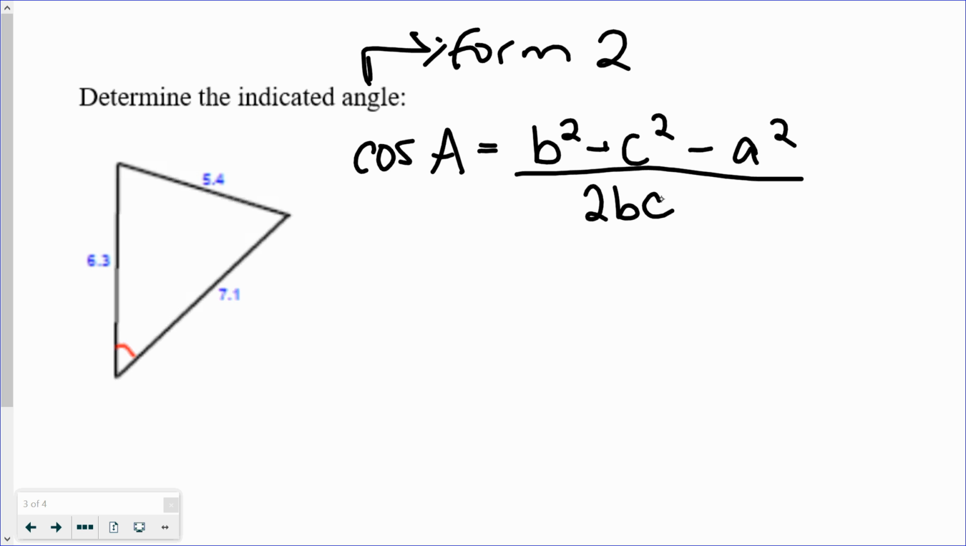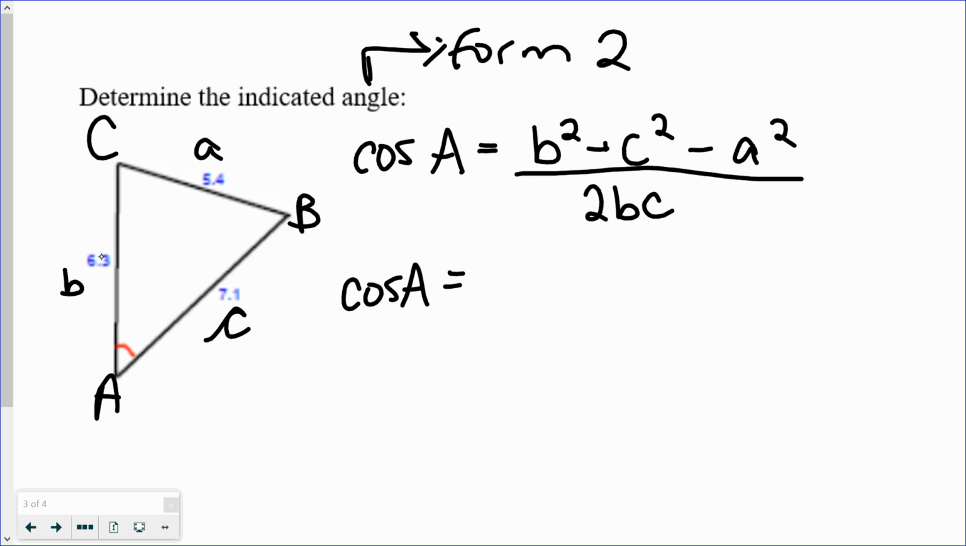So I'm going to make my unknown angle A here, so this will be side length A. And then again, it doesn't matter which is B or C. So I'll make that B, and that C. Doesn't matter which is which. It won't make any difference because again, you're adding here and multiplying there. Not a problem. So the cosine of angle A is equal to b squared.